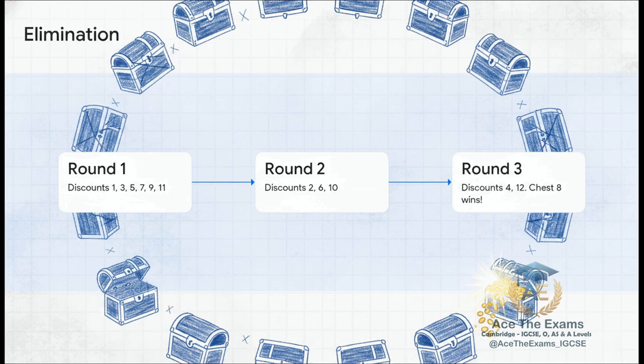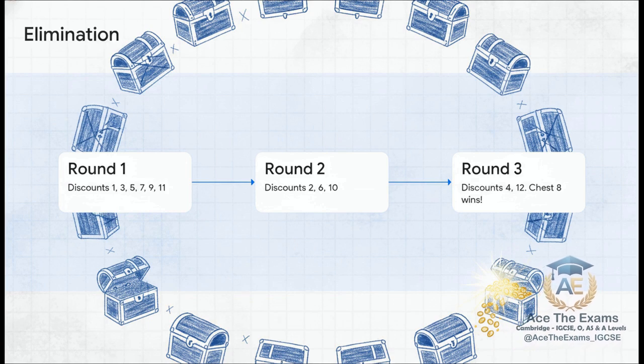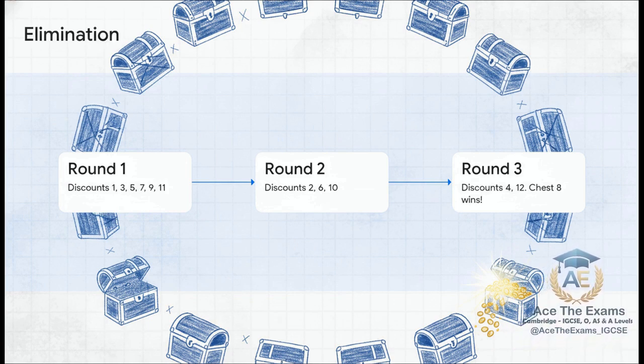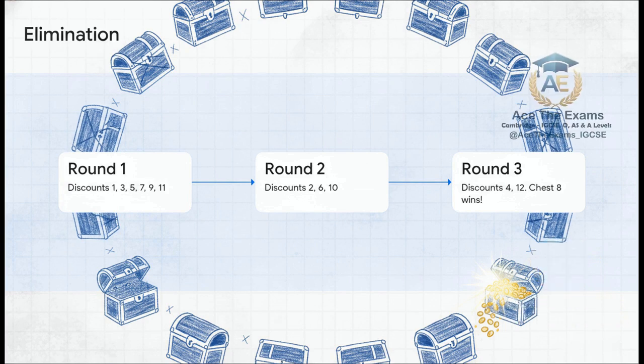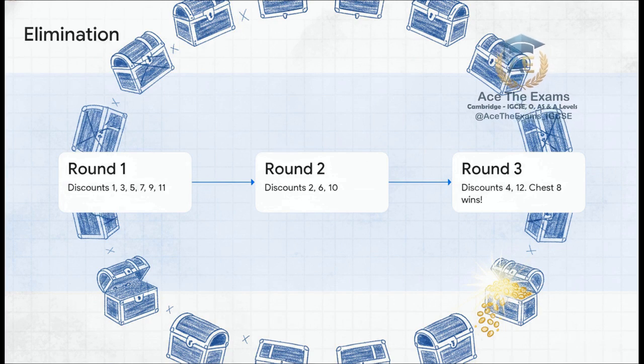Now, crucially, we continue our alternating pattern seamlessly into round 2. Starting from where we left off, we must now discount chests 2, 6, and 10. Going into round 3, we knock out chests 4 and 12. And just like that, through logical deduction, the only chest left standing is chest 8. The treasure is hidden right there in chest 8. Notice how methodical this job is. We are perfectly following the constraints.